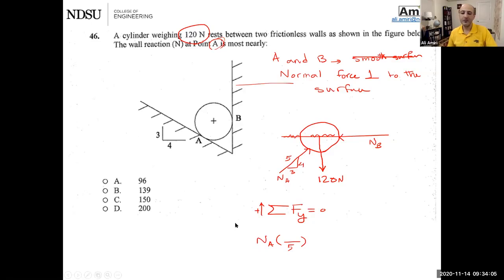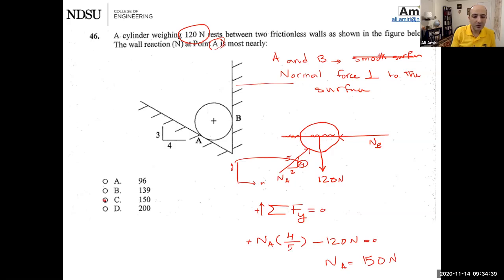Anybody? 4 or 3? 4. So, because I'm looking for y component, I go with the one that is parallel to y. Remember? NA is pointing up, so that's going to be plus. Then I have a minus 120 newtons equals 0. All right, good. I just have one unknown, one variable. If you do the math, NA turns out to be 150 newtons. Okay, let's see. Option C, 150 newtons.